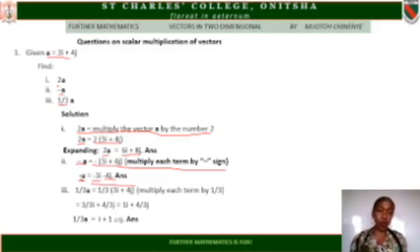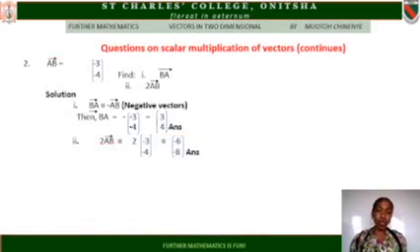Then the next one is 1 over 3 vector A. We are going to use the scalar 1 over 3 to multiply the vector A, which is 3i plus 4j. Multiplying through, 1 over 3 times 3i will give us 3 over 3i, then 1 over 3 times 4j will give us 4 over 3j. When you simplify, you are going to have 1i, which is simply i, plus 1 and 1 over 3j as our answer. Okay, go to questions on scalar multiplication as it continues.